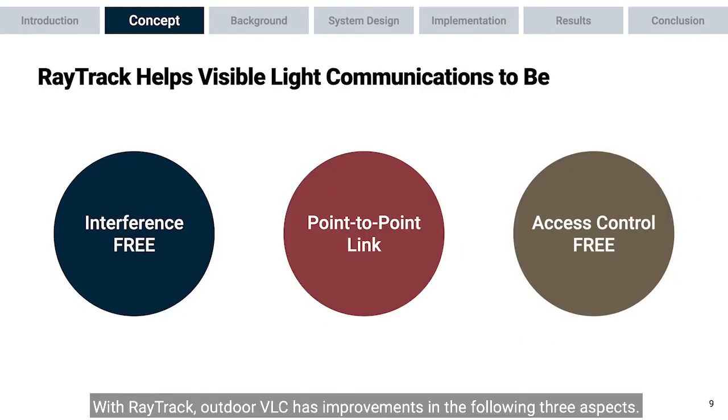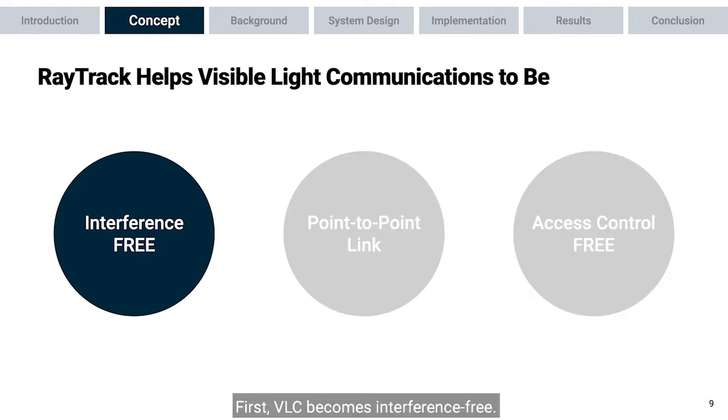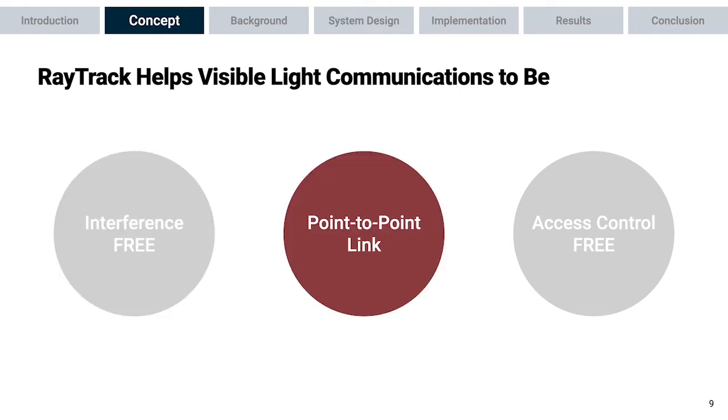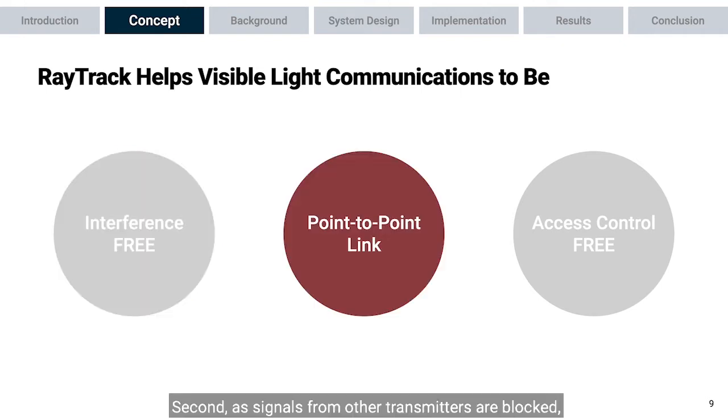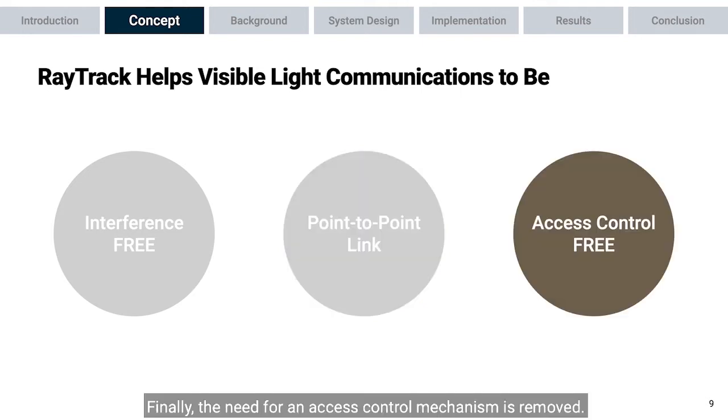With RayTrack, outdoor VLC has improvements in the following three aspects. First, VLC becomes interference-free. The tight field of view repels the interference from ambient light and from other transmitters, allowing higher throughput. Second, as signals from other transmitters are blocked, conceptually, RayTrack creates point-to-point links which guarantee undivided bandwidth, even in dense deployment. Finally, the need for an access control mechanism is removed. This also means that transmission can immediately take place without any additional delay caused by the protocol.